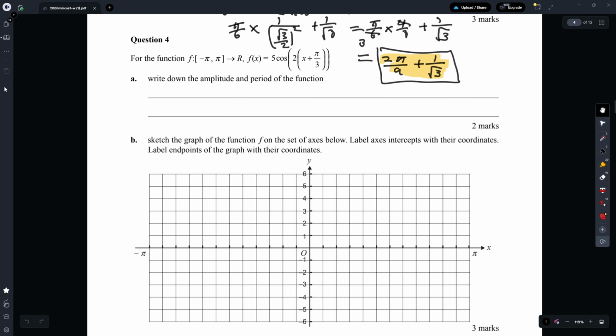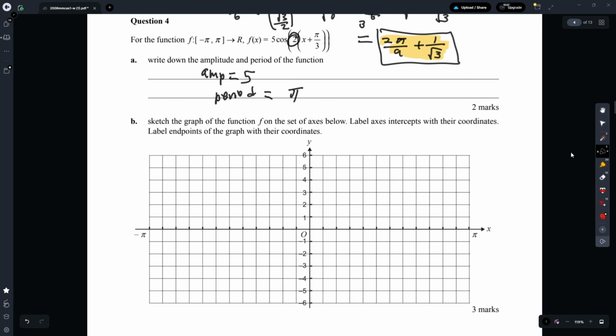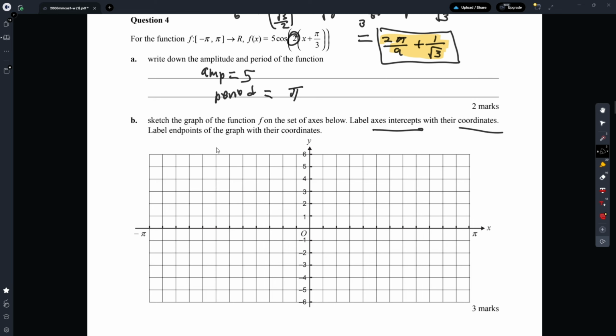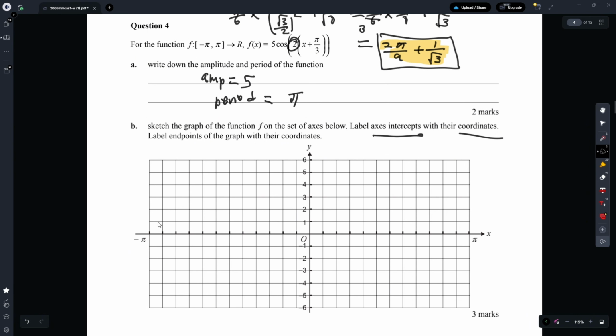Okay, question 4. For this function right here, write down the amplitude and the period. Amplitude equals 5, and the period is equal to 2 pi divided by 2, which is equal to pi. Sketch the graph of the function f on the set below. Label axis intercepts with coordinates. Label endpoints. Oh, this is a very annoying question, actually. We can see that this is separated into 12 segments: 1, 2, 3, 4, 5, 6, 7, 8, 9, 10, 11, 12. So we know that each one of these is pi on 12.